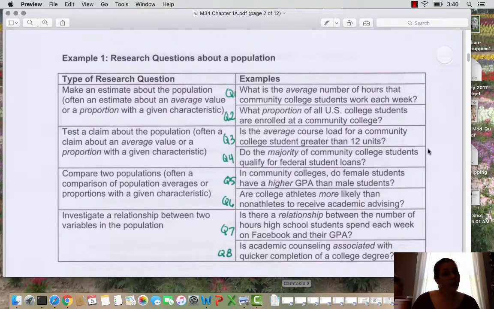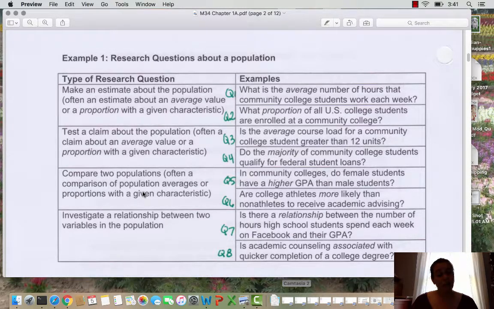So example 1 lists different types of research questions. So the first research question type is making an estimate about the population. So I've broken these down as question 1 and question 2 and enumerated the rest of the questions for reference. So the second type of research question we might ask is a claim about the population. So you'll see here they're saying, is the average greater than 12 units? Does the majority, meaning more than half?